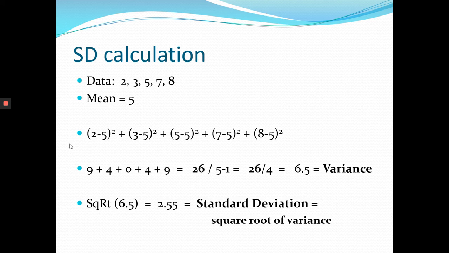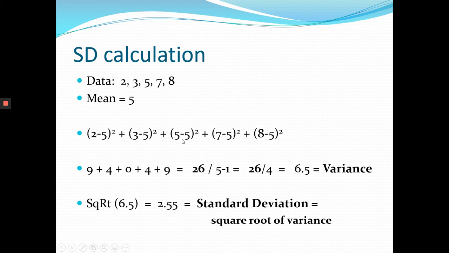So if we take 2 minus 5, that's negative 3, correct? Negative 3 times negative 3 is 9. See, this is why, again, we square it, because we want all positive scores, because if we didn't, we'd end up with 0. 3 minus 5, so that's 2. 2 times 2 is 4.